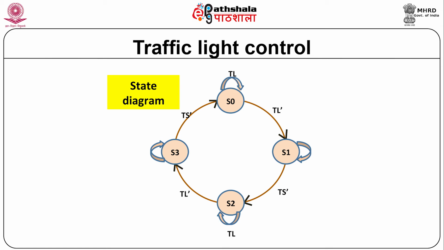S0 represents the code for the first state, 00. S1, the code for this state is 01. S2, the code for this state is 11 and the code for the S3 state is 10. The state or self transitions depend upon TL, the long duration time of 60 seconds, and TS, the short duration time of 5 seconds.